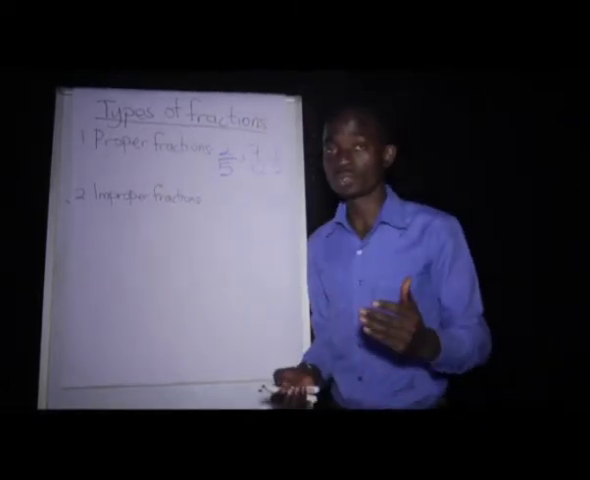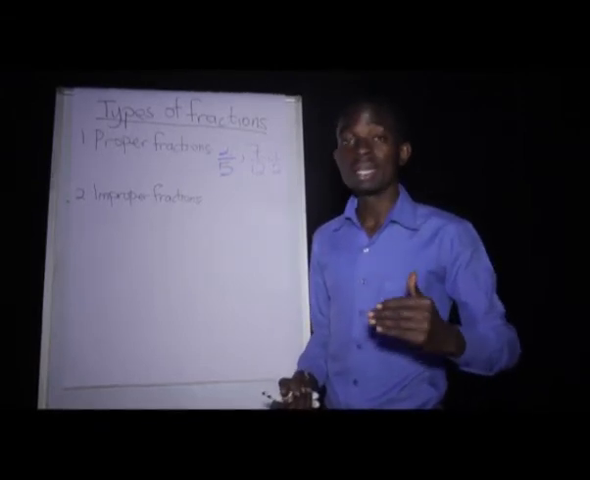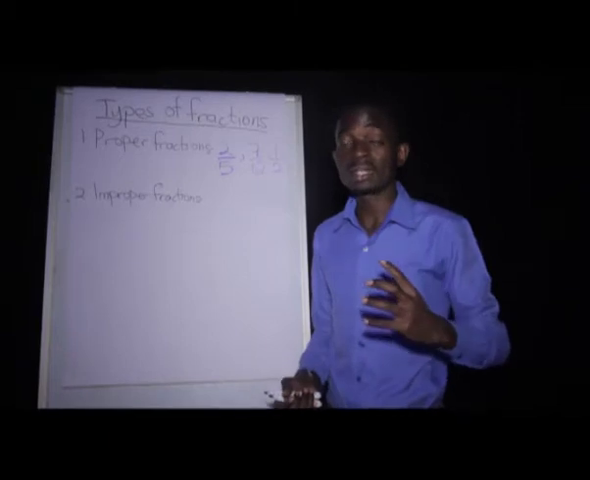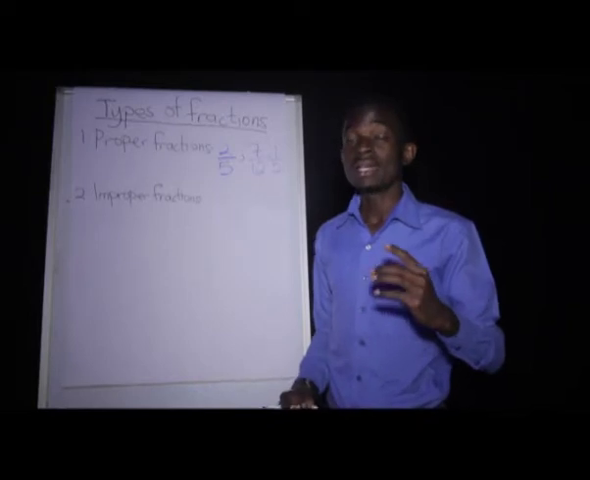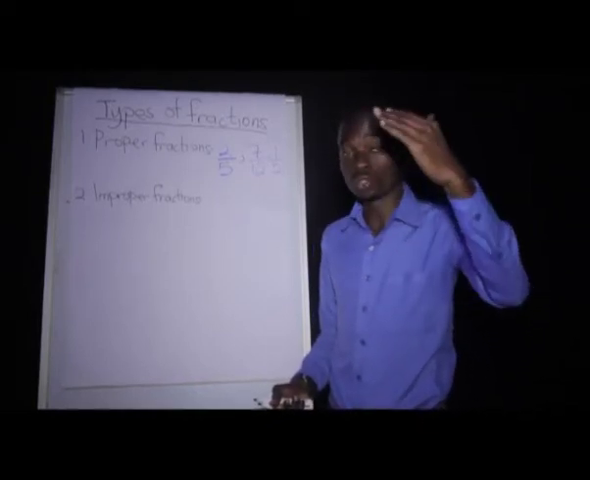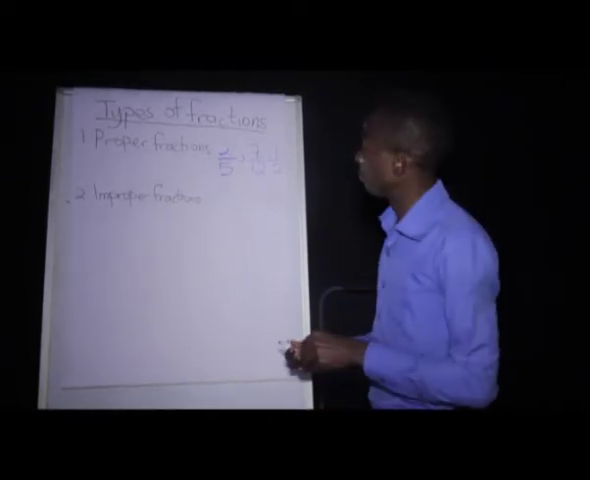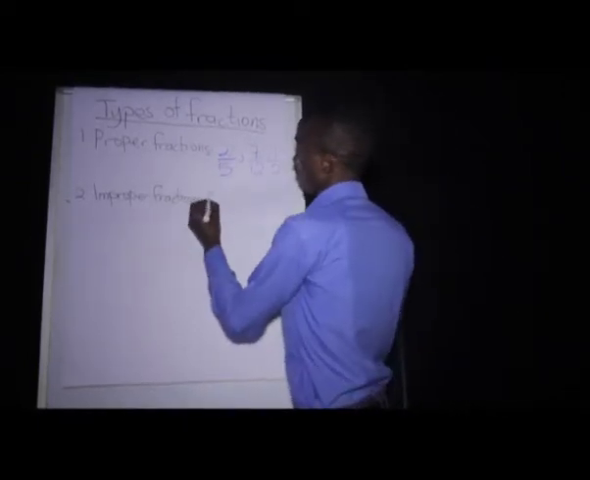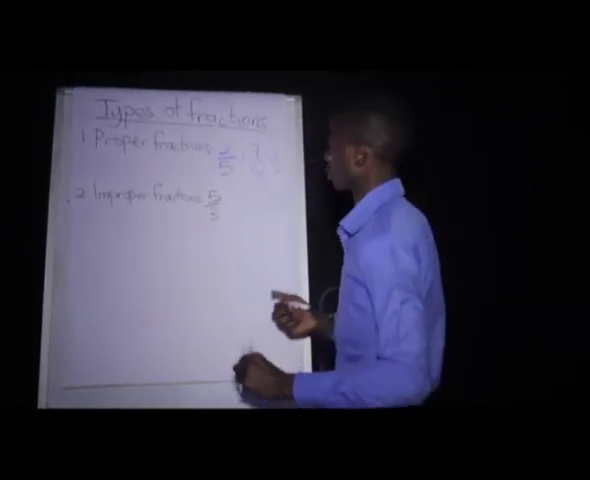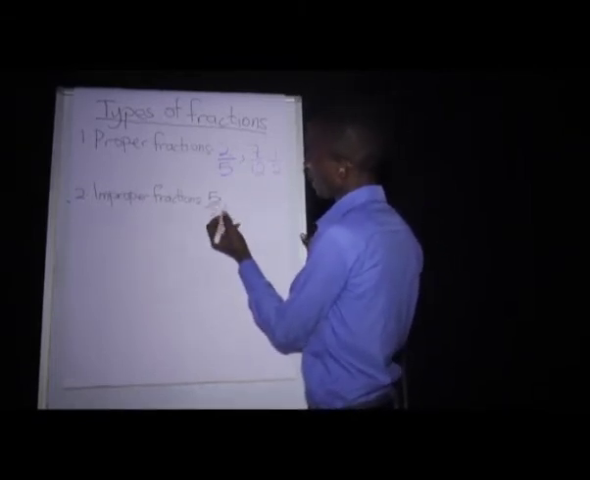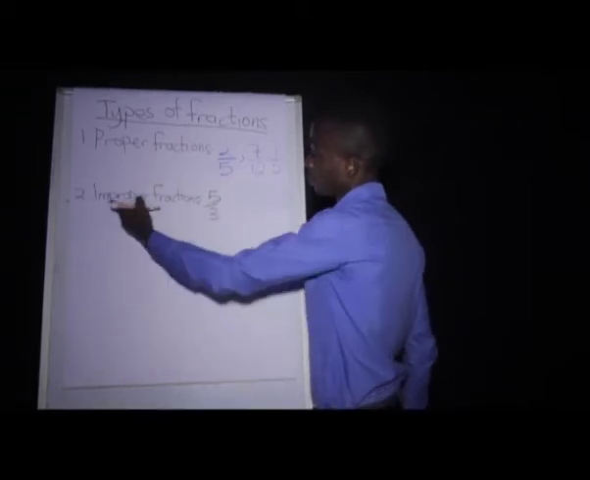Now, improper fractions are the opposite of proper fractions. Improper fractions are fractions whereby the numerator is greater than the denominator. I repeat, improper fractions are fractions whereby the numerator, in other words, the number which is on top, is greater than the number which is at the bottom, or the denominator. For example, if I have a fraction such as 5 out of 3, when I look at this fraction, I'll realize that my numerator, which is 5, is greater than the denominator, which is 3. So this means this is what you call an improper fraction.